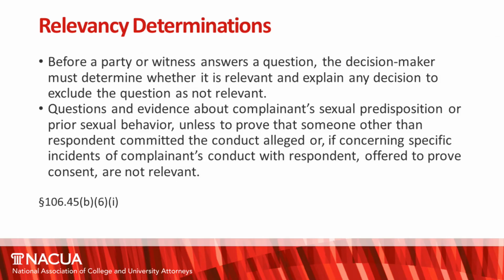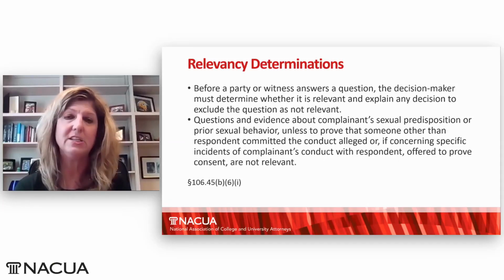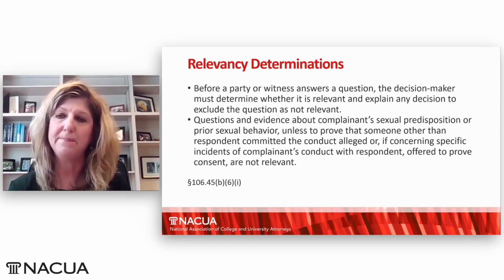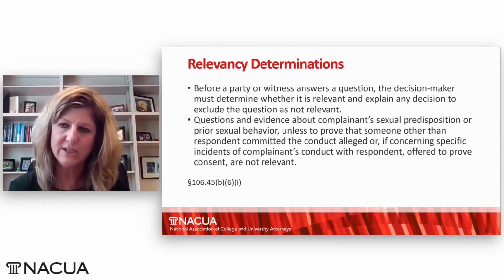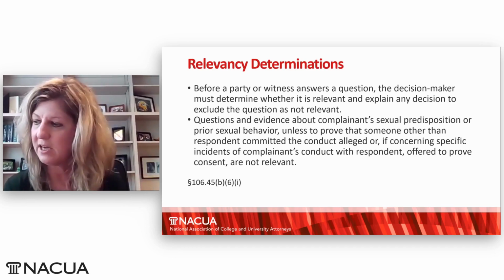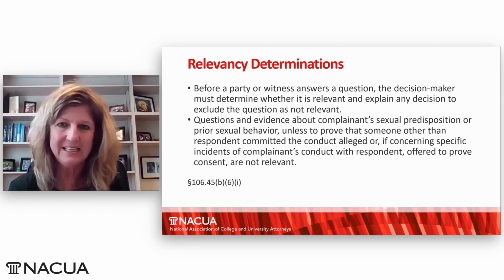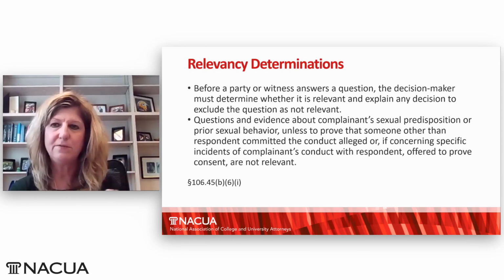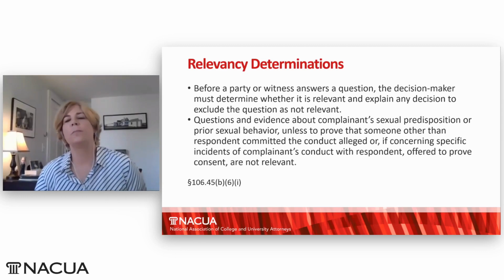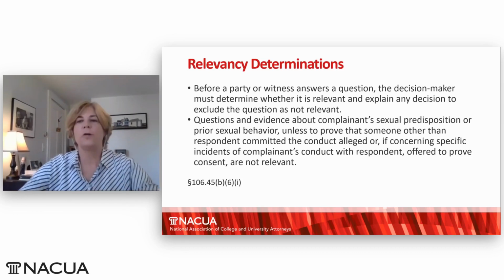Now, there's one area that's covered in the second bullet here where the regulations deem information, by definition irrelevant, and this information shouldn't be able to come in through questions. And again, it's questions and evidence about a complainant's sexual predisposition, the complainant's prior sexual behavior, unless that question or the evidence that it's seeking to elicit is to prove that someone other than the respondent committed the alleged misconduct, or if it's concerning specific incidents of the complainant's conduct with the respondent, offered to prove that the complainant consented in that specific situation. So unless information about a complainant's prior sexual history meets those definitions, it is deemed not relevant under the regulations.